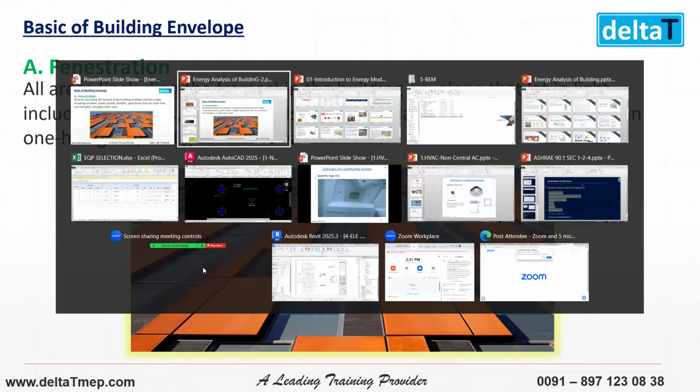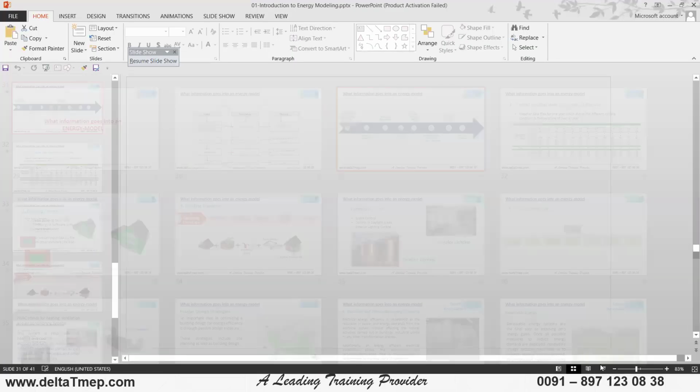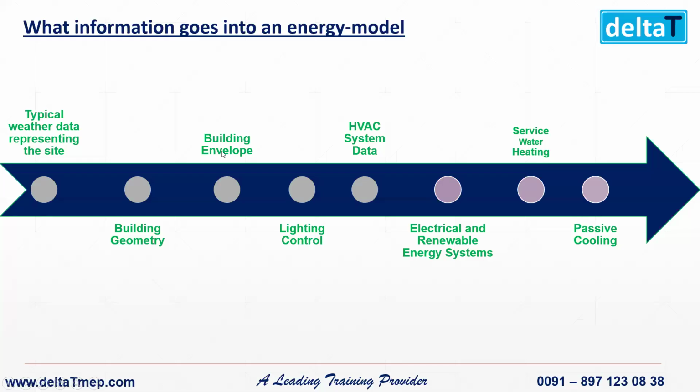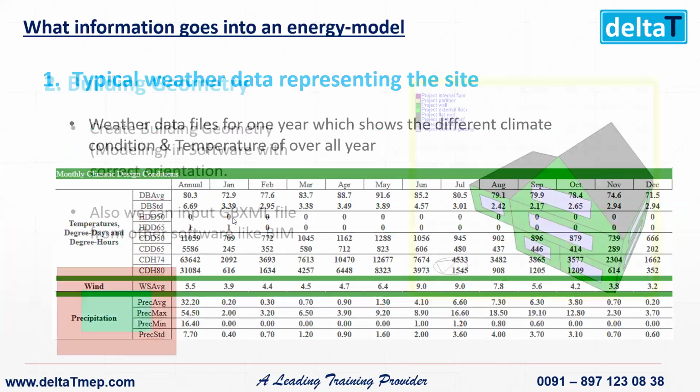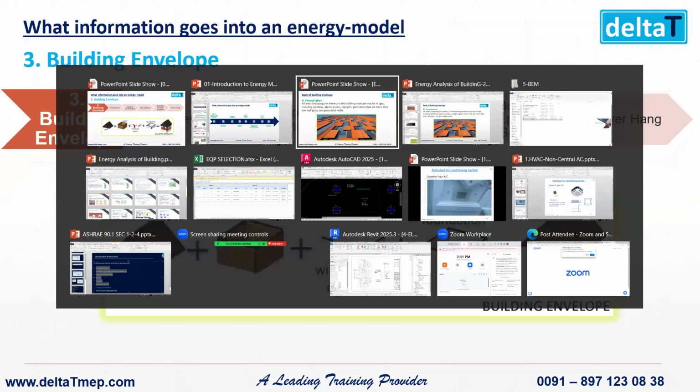Okay, so see here, we were here, right? I was talking about this one. So first typical weather data, and then building geometry and building envelope. So in the building envelope, we get fenestration. Okay, this is fenestration. So fenestration is this one.